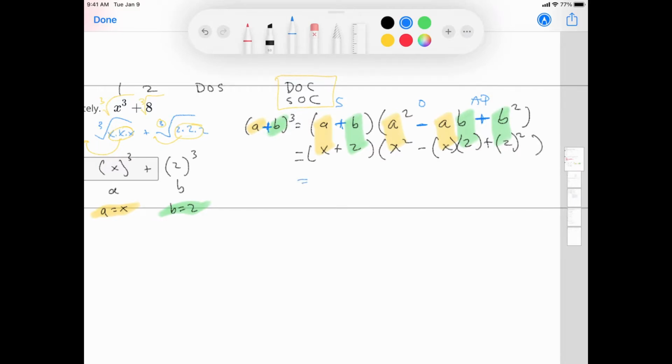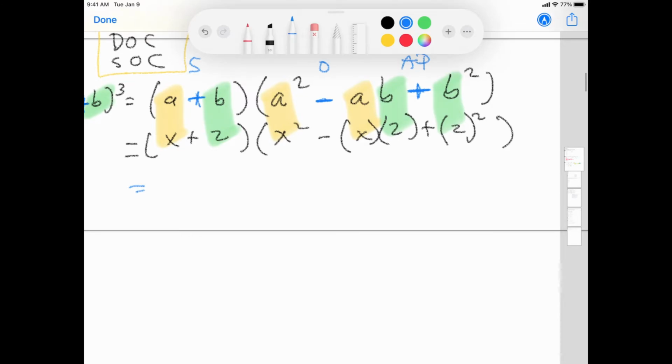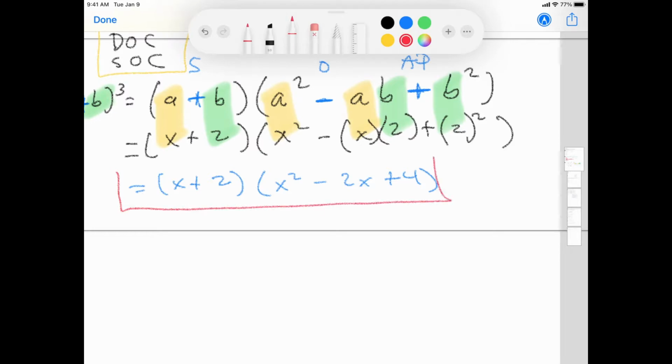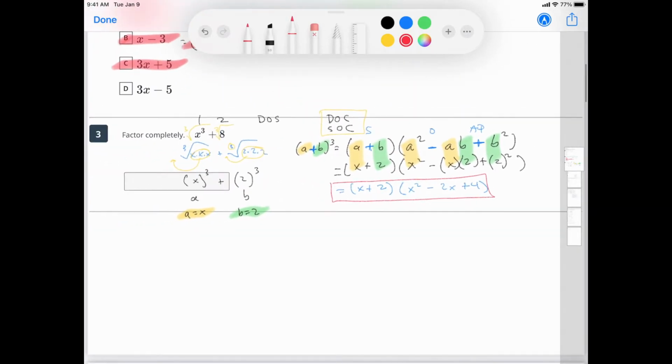Just go back and now simplify all this. So I have x plus 2, x squared. x times 2 is just 2x. We just call this negative 2x. And then 2 squared is 4. And this trinomial, the second set of parentheses, is not factorable. It's prime. So this would be our answer. And you just put it in there. That's what you would have put in.